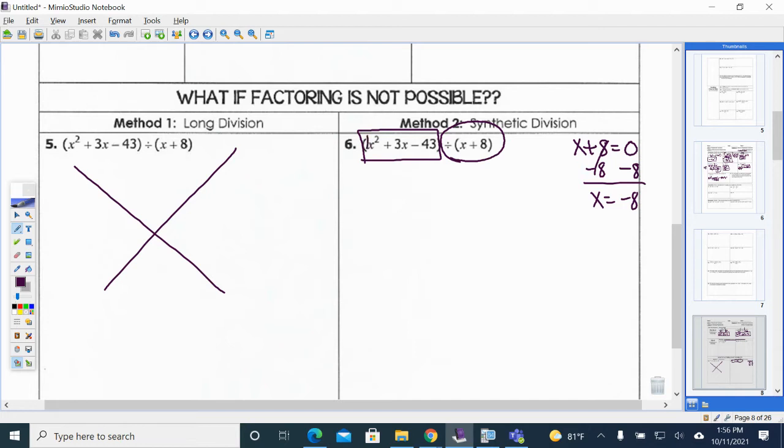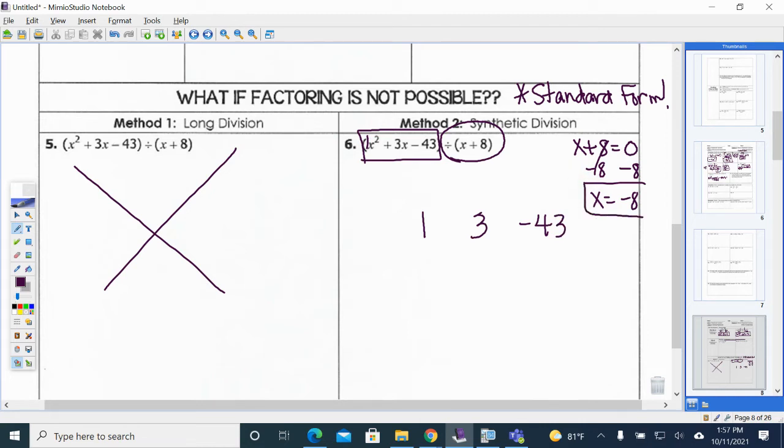So in front of the x squared, there is a 1. In front of the x, there's a 3, and then our constant is negative 43. Another thing that I just now remembered is standard form is necessary. You have to make sure that everything is in standard form before you set this up. So 1x squared plus 3x minus 43 is in standard form. I only want the 1 and the 3 and the negative 43. So I'm going to write that there.